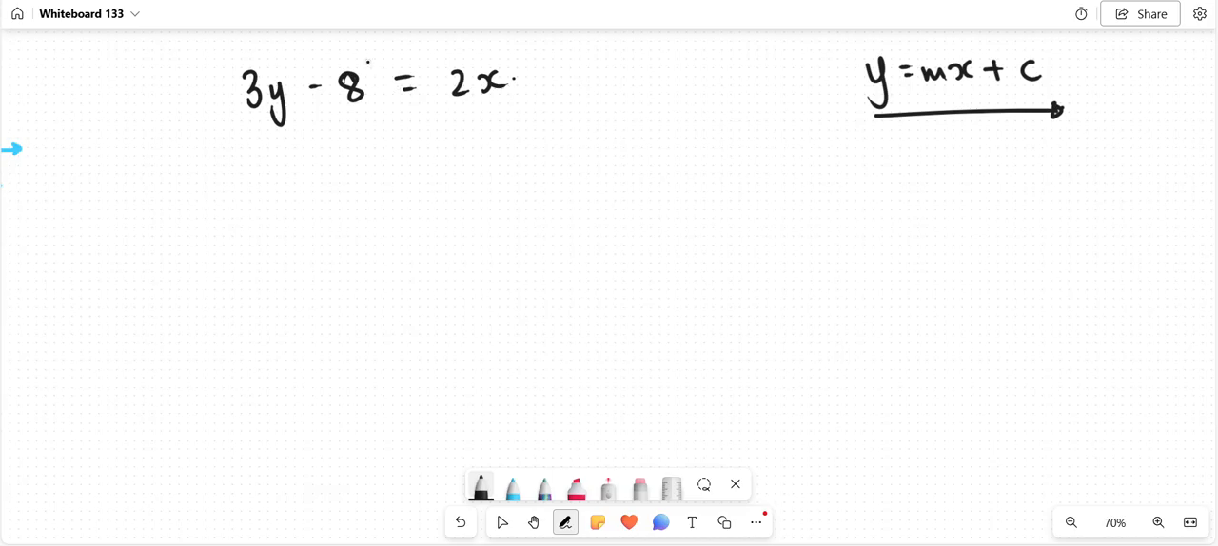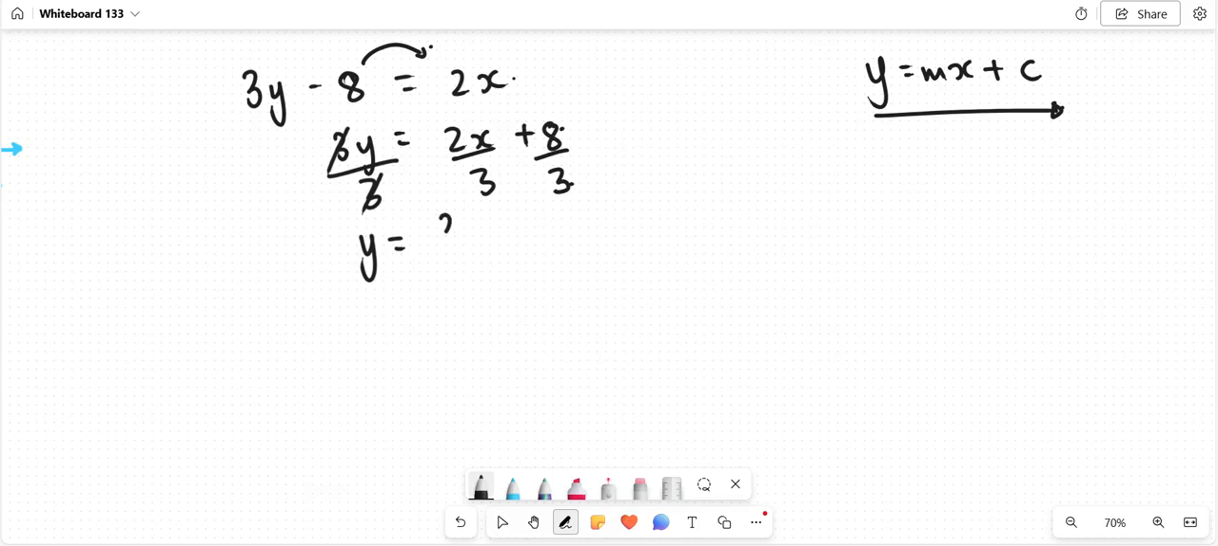So the x is already on the other side. I'll just take my 8 over. That would give me 2x plus 8, and I would therefore divide by 3 there, divide this by 3, divide this by 3. You need to divide them individually. So this one gives you a gradient of 2 over 3, and this one gives you a y-intercept of 8 over 3.